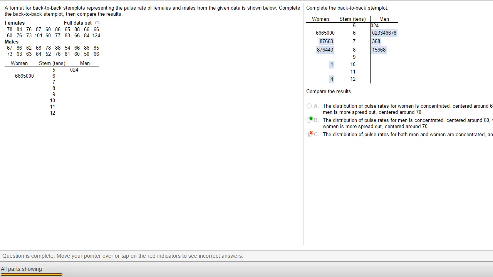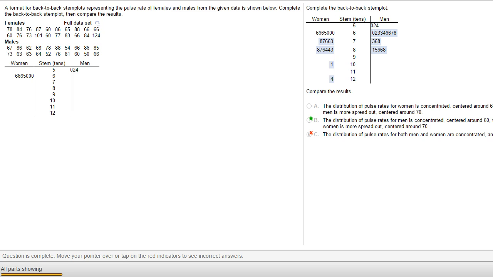Hello, 152 class. This is a homework problem from section 2.4. This is problem number 15. And we're looking at back-to-back stem plots. And remember, back-to-back stem plots, we have the stems going down the middle, and then the leaves for each stem plot are coming off to the left for one data set, to the right for the other data set.